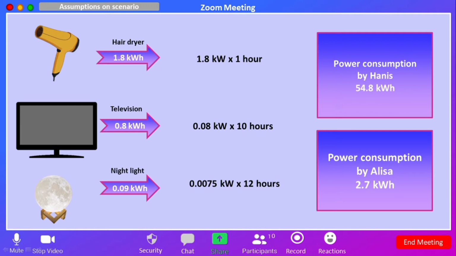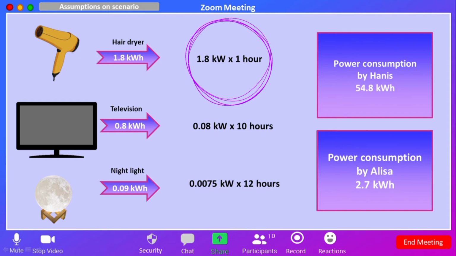How do we calculate it? First, we need to convert the kilowatt to kilowatt hour by multiplying the kilowatt by the hours. As an example, the hairdryer uses 1.8 kilowatt, then we need to multiply it with 1 hour because she used the hairdryer an hour a day, and we will get 1.8 kilowatt hour.